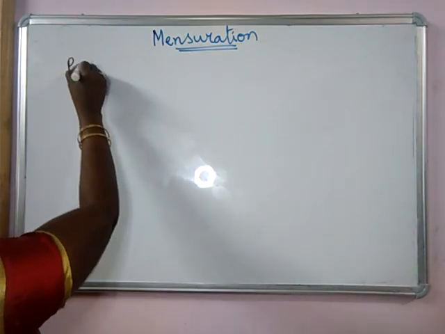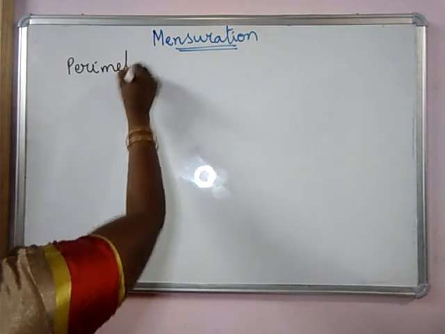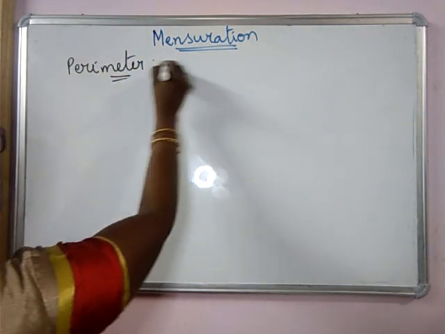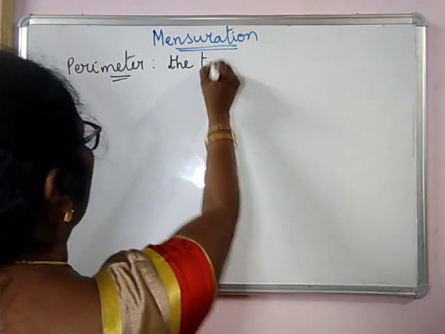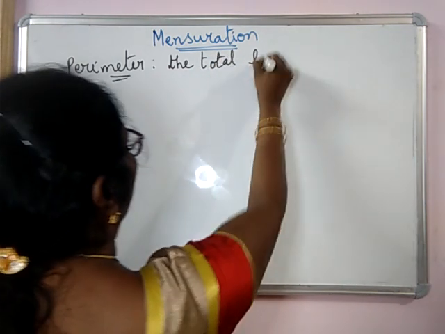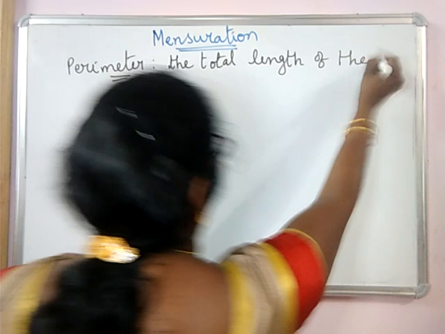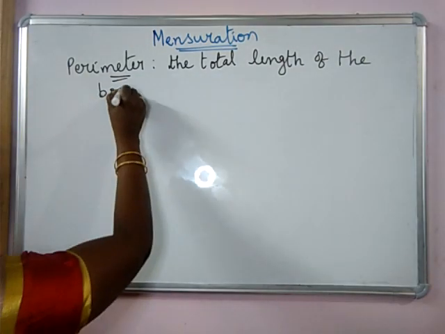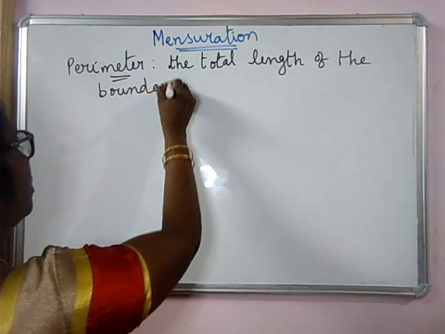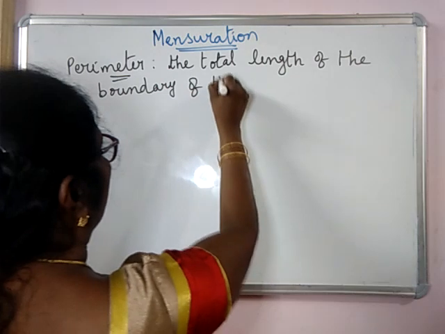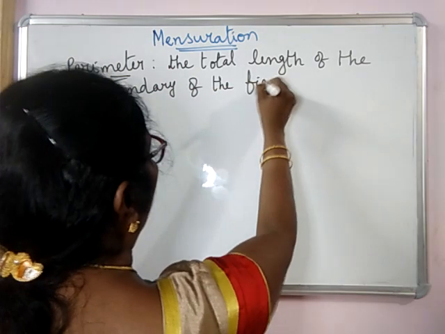First, what is perimeter? Perimeter means the total length of the boundary of a figure is called the perimeter.